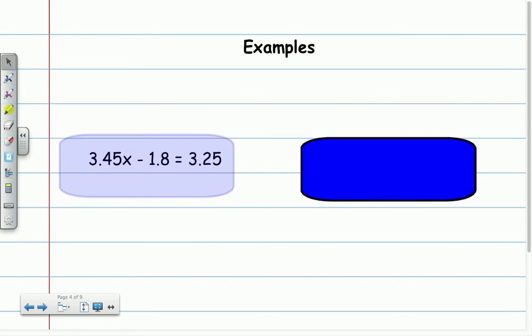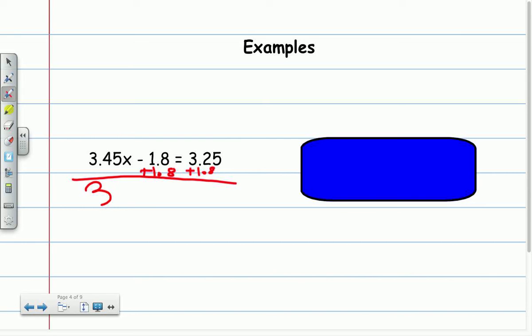So all I have to keep track of is my step 1 and step 2. Step 1, move what's not connected. So what am I going to move first, class? The 1.8. So I'm going to go plus 1.8 on both sides. But notice if I were to do this manually, when you add or subtract decimals, you have to align the decimals. When you multiply or divide decimals, you don't need to line them up. Even more confusion. This turns into 3.45x equals, what is it?